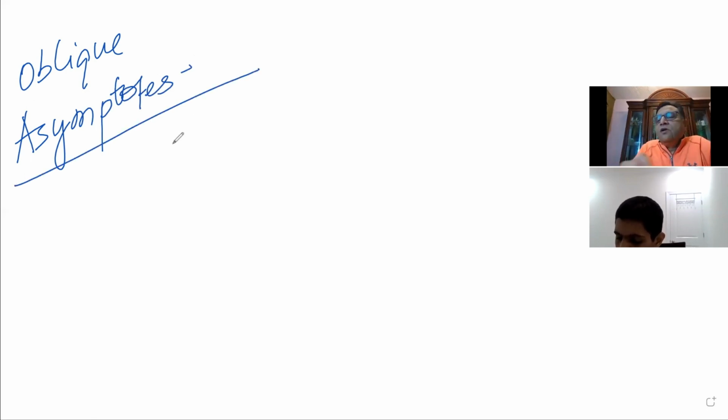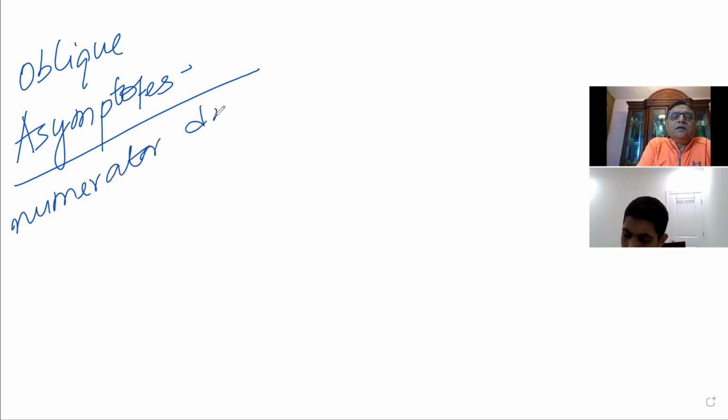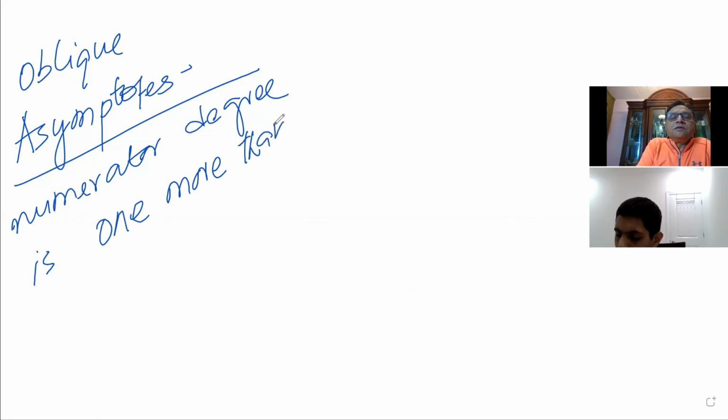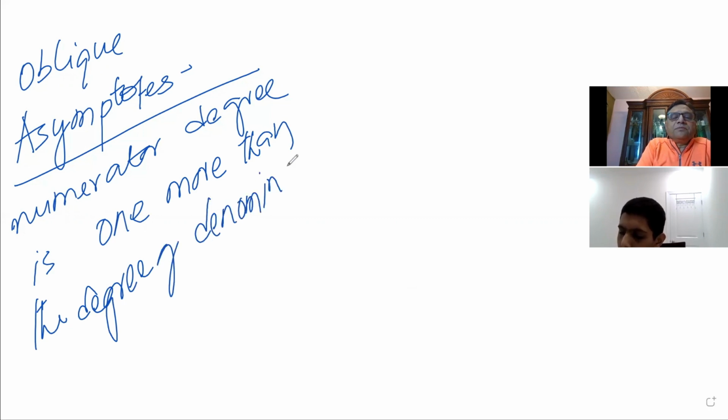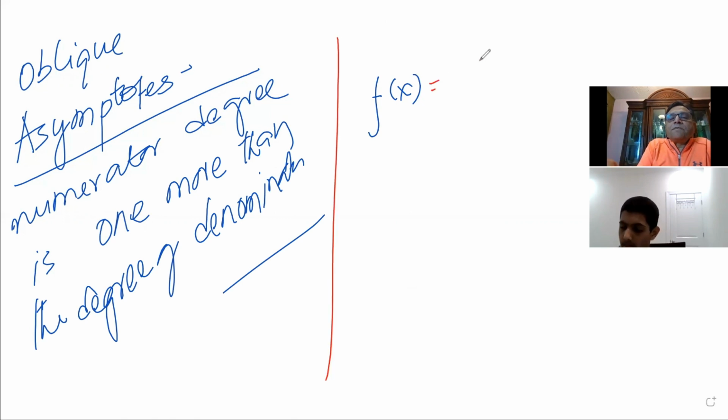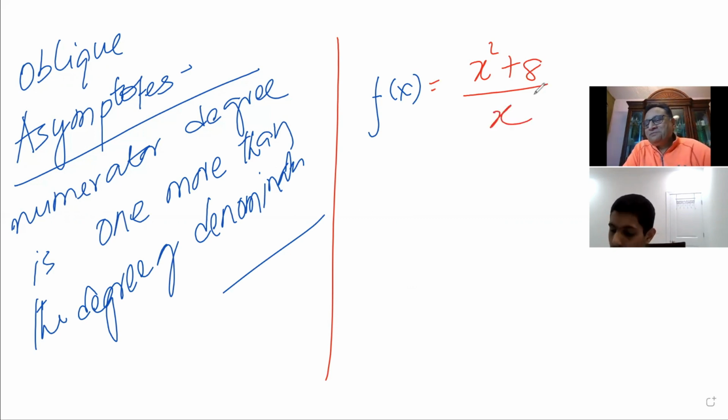If I have a rational function with the numerator degree 1 more than the degree of the denominator, then what happens? Can you give me an example? Okay, for example, x squared plus 8 over x plus 1. Good job. X squared plus 8 over, let's just keep x for now. Is that okay? Simple as that.